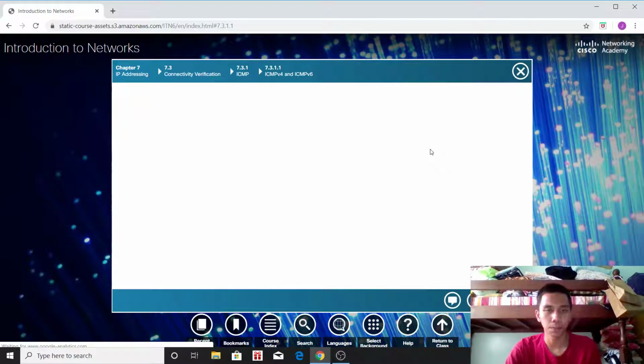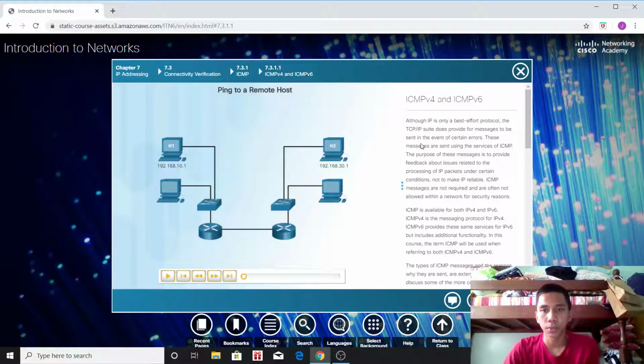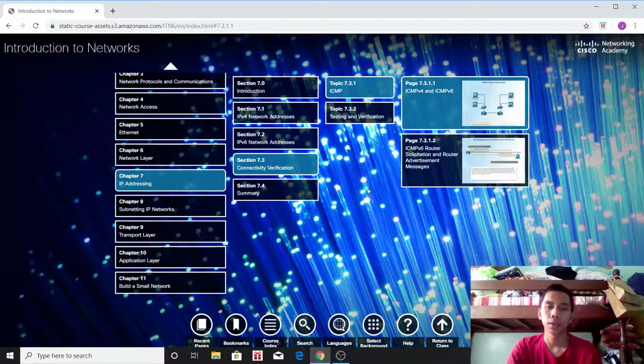Then ICMPv4 and ICMPv6. Although IP is only a best effort protocol, the TCP/IP suite does provide for messages to be sent in the event of certain errors. These messages are sent using the services of ICMP.